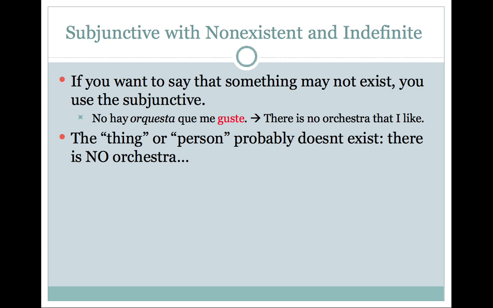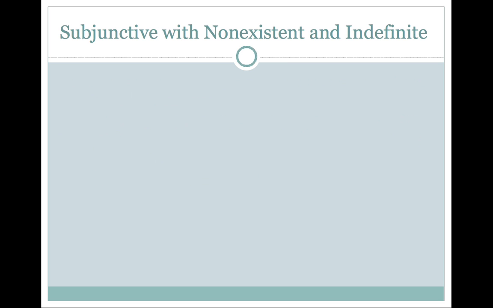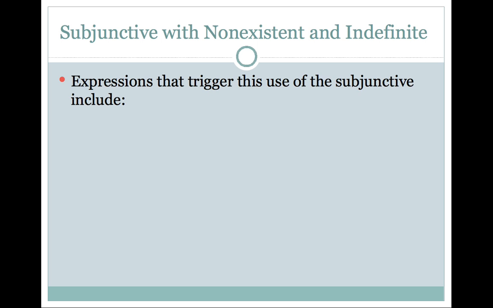Okay. The thing or the person, it probably doesn't exist. There is no orchestra. It probably isn't out there. There is a small fraction possibility it could be, but there's probably not an orchestra that I like. You okay with that? All right. Basically, the orchestra may not exist. I already said that.